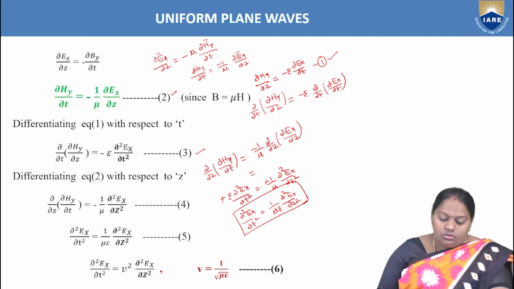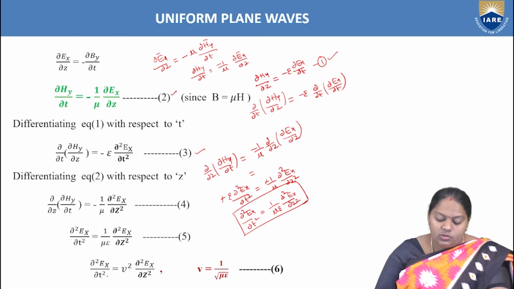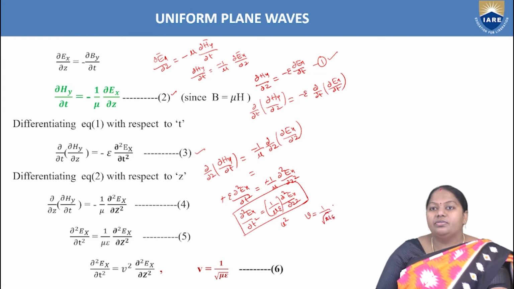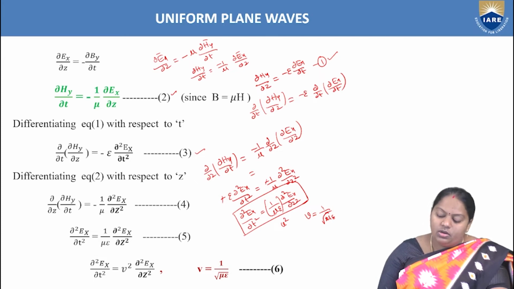Right? So ∂²Ex/∂t² equals, this 1/(mu epsilon) is replaced by v². Why? Because v is nothing but 1 by root of mu epsilon. The velocity of the wave in free space medium is given by v equal to 1 by root of mu epsilon, and its value is 3 into 10 power 8 meters per second.